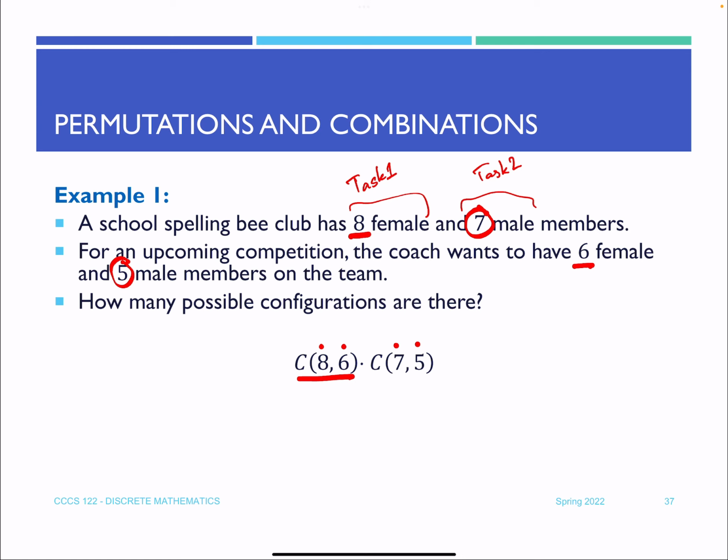Apply the combination formula here. So 8 factorial over 6 factorial times 2 factorial, and 7 factorial over 5 factorial times 2 factorial. Do the math, simplifying, you end up with 588 possible team configurations.